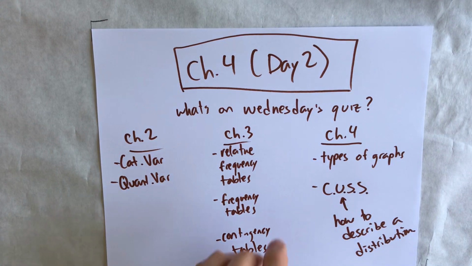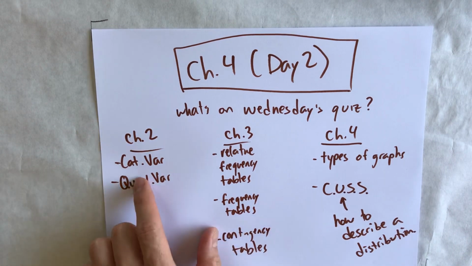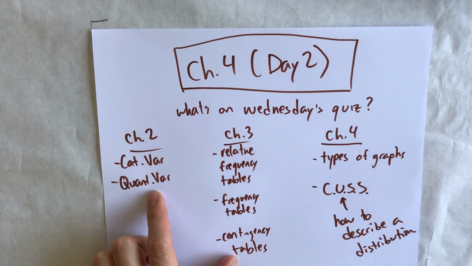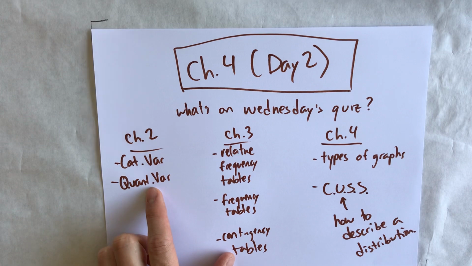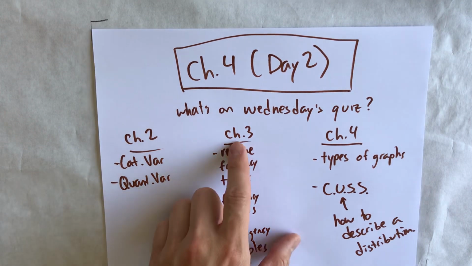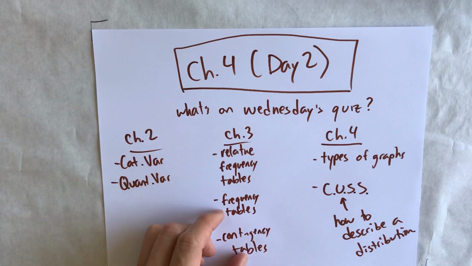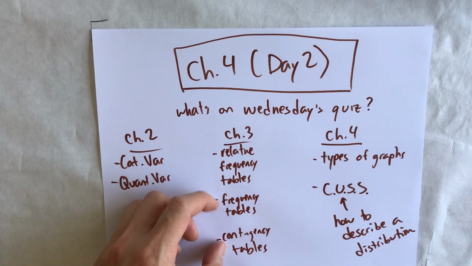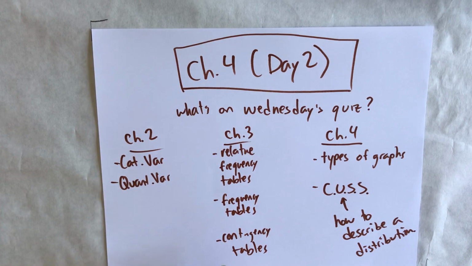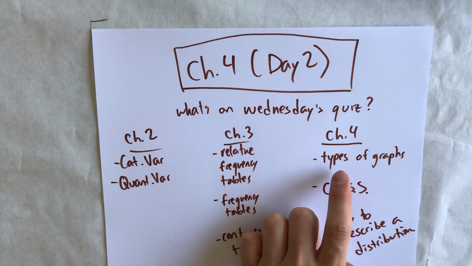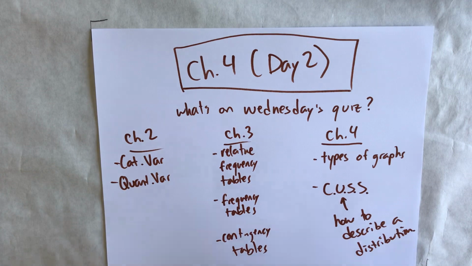Just want to talk really quickly about what's going to be on Wednesday's quiz. Last week we talked about categorical variables versus quantitative variables. Categorical go in categories, quantitative are counts or measures. And then chapter 3 we talked about relative frequency tables, which use percents, and then contingency tables, aka two-way tables. And then chapter 4, the current chapter, we talked about the types of graphs. We have histograms, dot plots, stem and leaf plots, time plots.